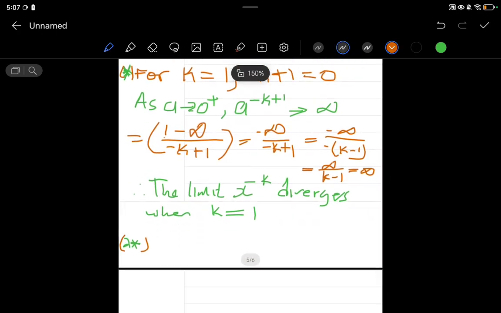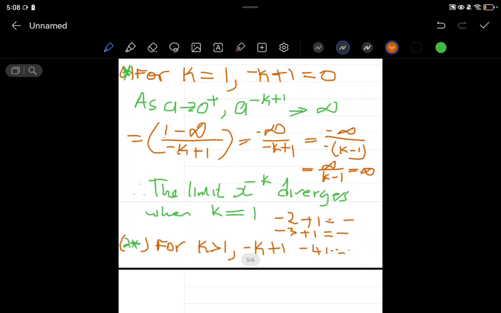So I'm going to say for k greater than 1, what will minus k plus 1 be? If k is greater than 1, let's say k is 2, minus 2 plus 1 will always give us negative. Minus 3 plus 1 will always give us negative. Minus 4 plus 1 will always give us negative. So this simply tells us that minus k plus 1 will always be negative if k is greater than 1. This will always be less than 0.